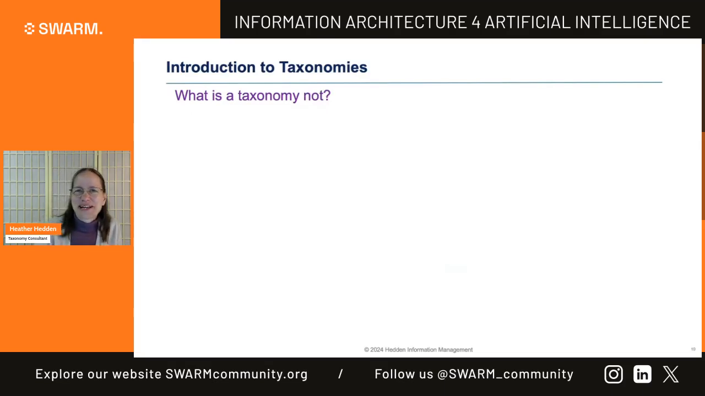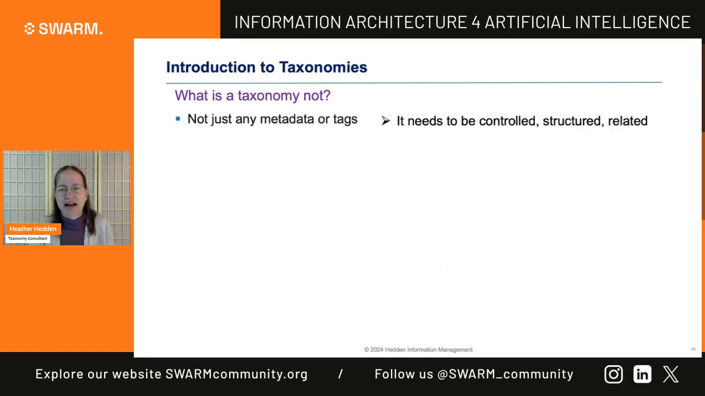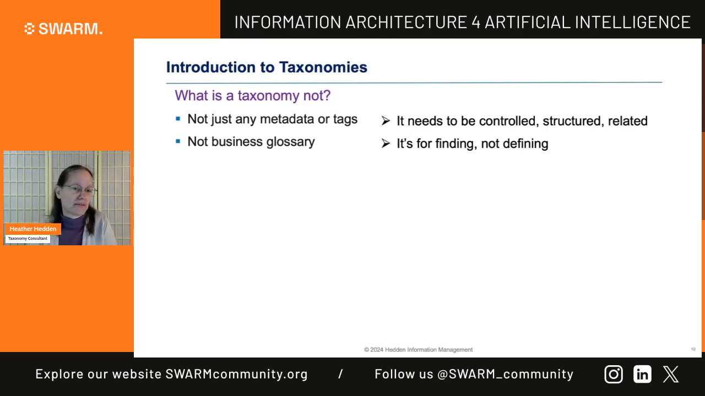Maybe I should explain what a taxonomy is not. That helps clarify as well, because there's some related things. Remember, I mentioned the metadata and tags, but it's not just any metadata and tags. It needs to be controlled and structured, and the concepts or terms are related, broader and narrower, or other ways. And it's not just a business glossary. Sometimes people think of a list of terms and their definitions, because it supports finding, not defining. Of course, you can add definitions as well, but that's secondary.